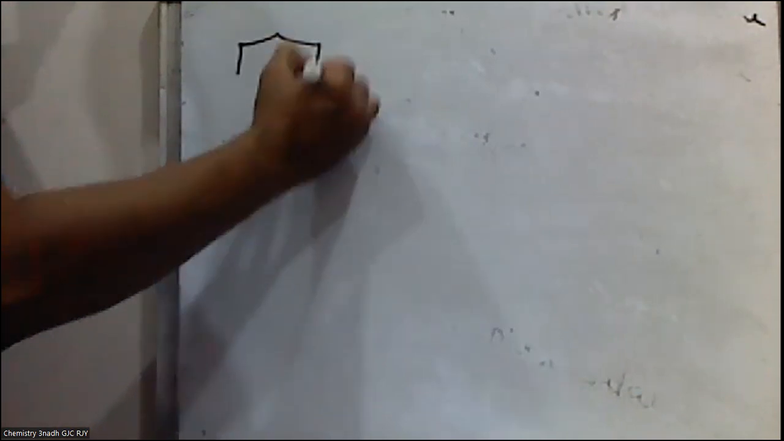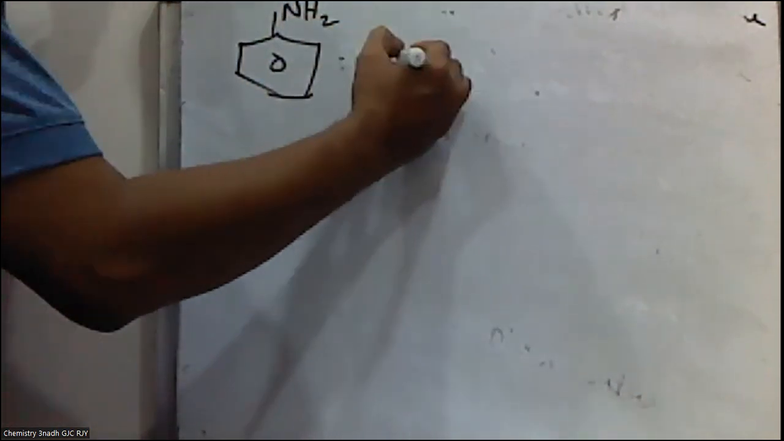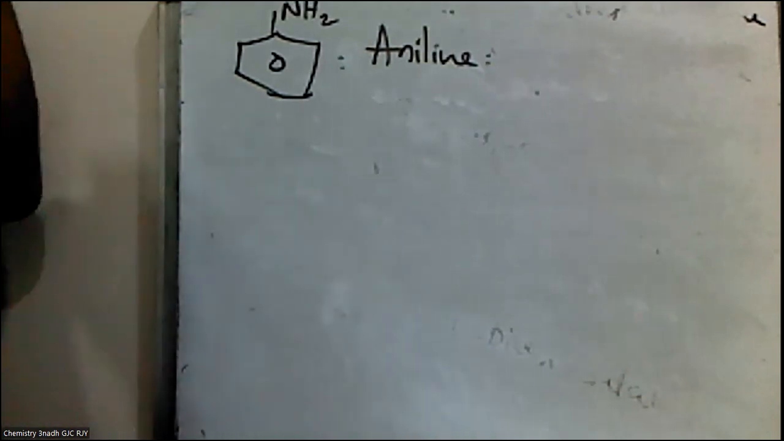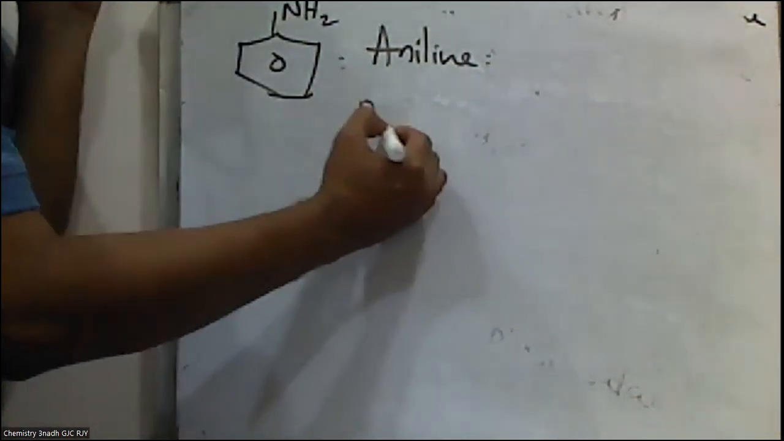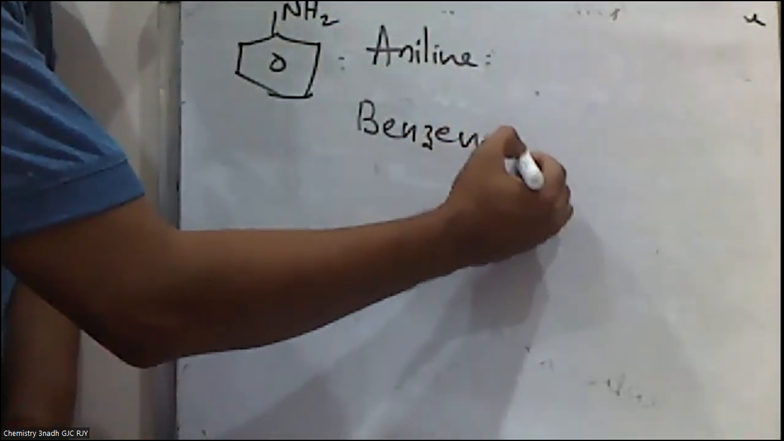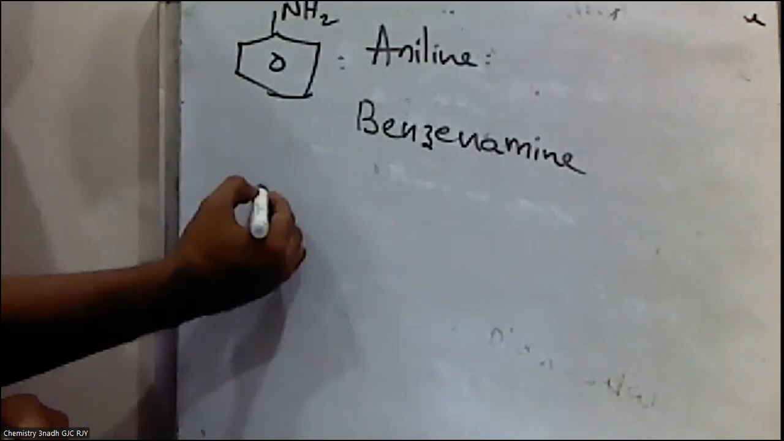Now let us go to aromatic compounds. So far we have seen only alkyl groups. If you take the basic one, this is called aniline. In common system it is called aniline, and even in IUPAC system it is called aniline, but its name is benzenamine.